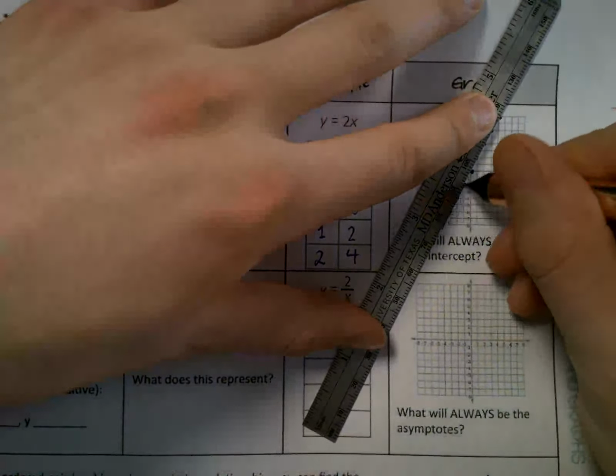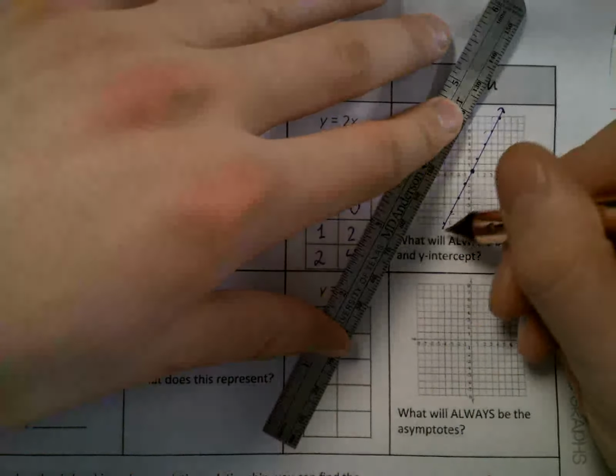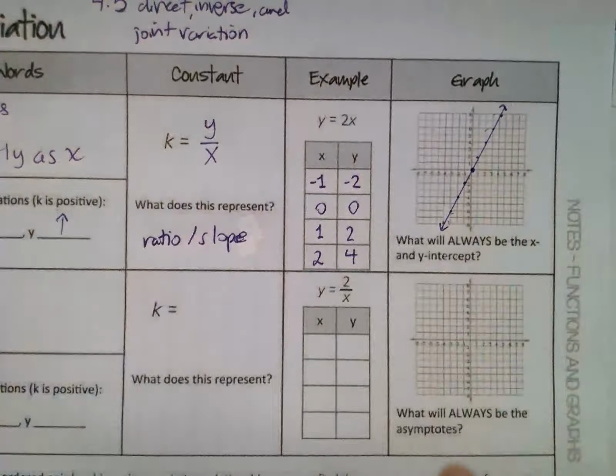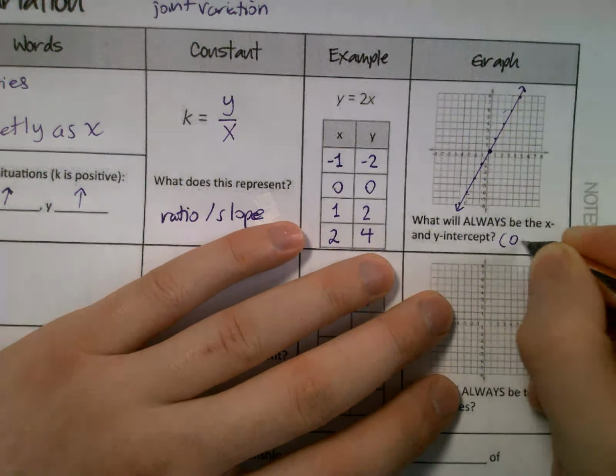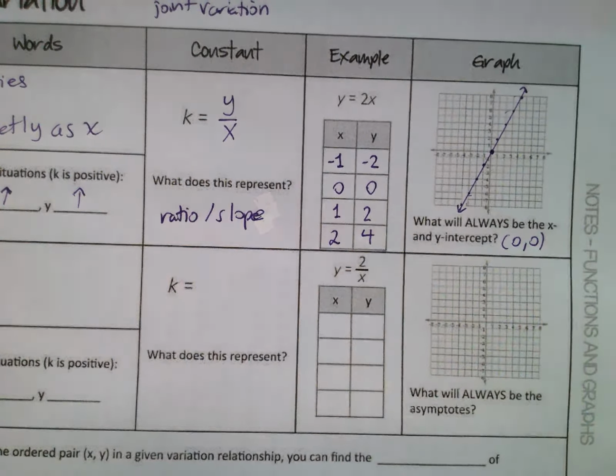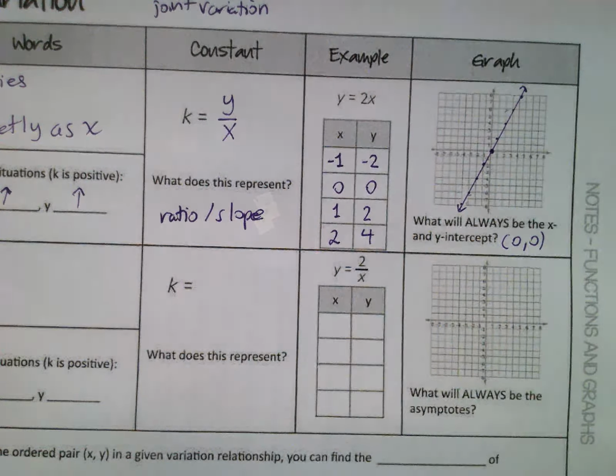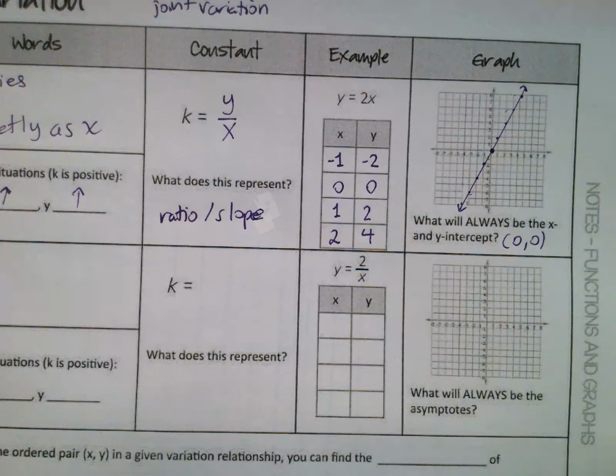Rise over run. Now, what that means is that there will always be one intercept, and it'll be both the x and y intercept, and that is 0, 0. If it's shifted left or right, it's not a variation. It has to go through the center point of the graph. Does that make sense to everybody? This should be really easy. It's not too complicated.